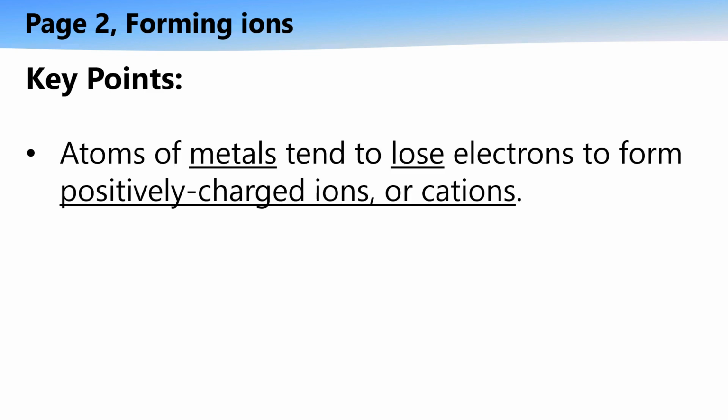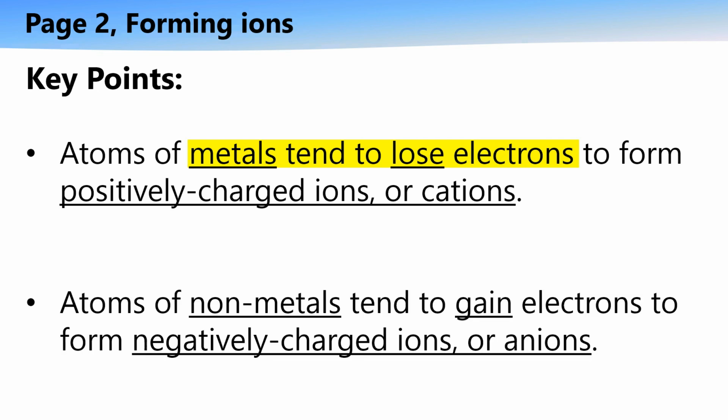So key points. Atoms of metals tend to lose electrons to form positively charged ions or cations. Highlight this key fact. Metals tend to lose electrons. On the other hand, atoms of nonmetals tend to gain electrons to form negatively charged ions or anions. Highlight.